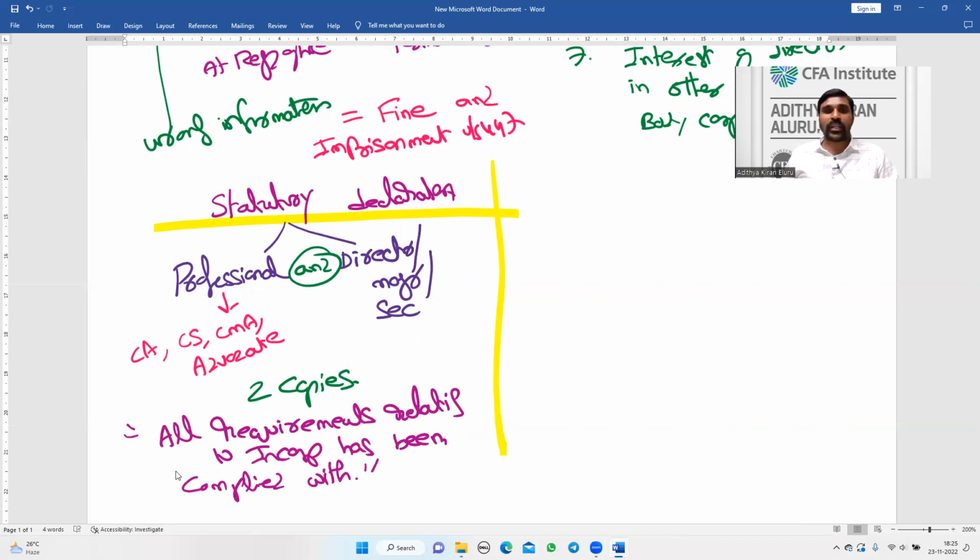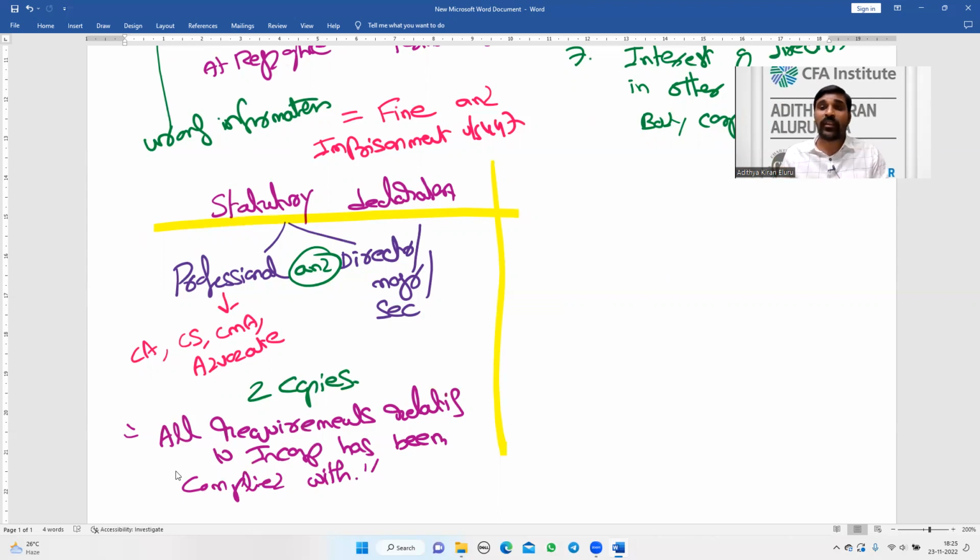So who has to give the declaration? One professional and one officer of the company, maybe a director, manager, or secretary. One outside professional, any one of the 4 professionals: chartered accountant, company secretary, cost accountant, and advocate, has to give this certificate, and one officer of the company. Therefore, in total, we have 2 copies of the declaration: one given by the professional, another given by the director, manager, or secretary.